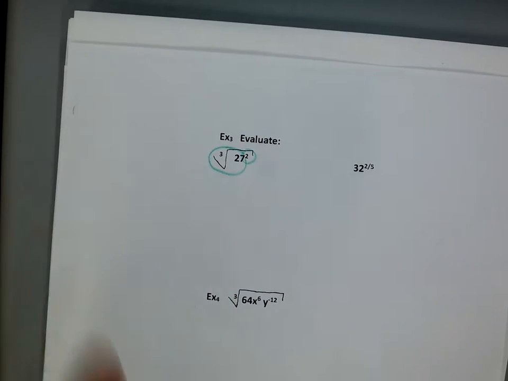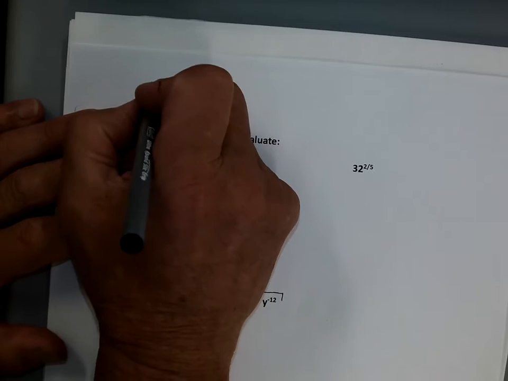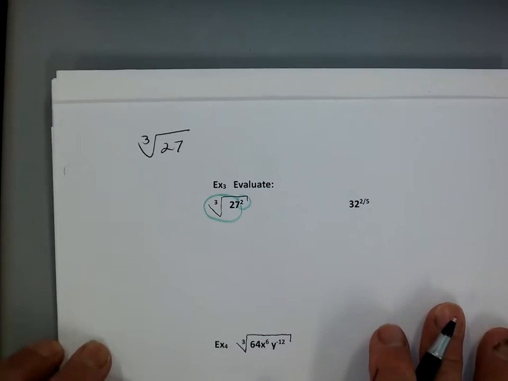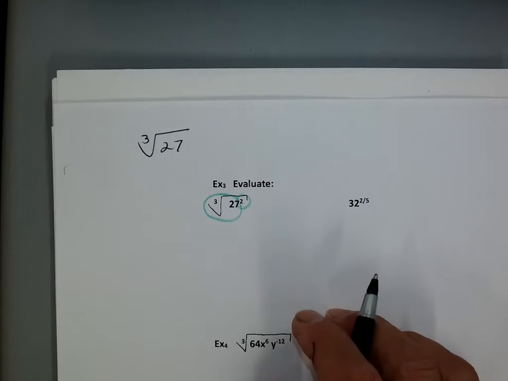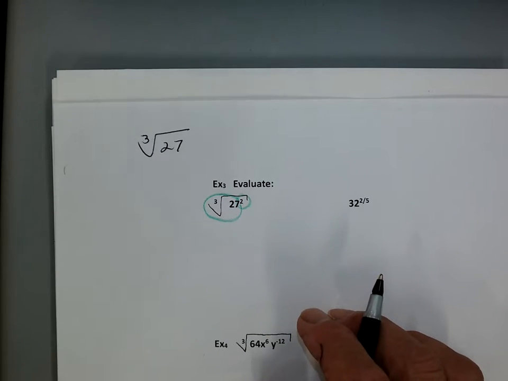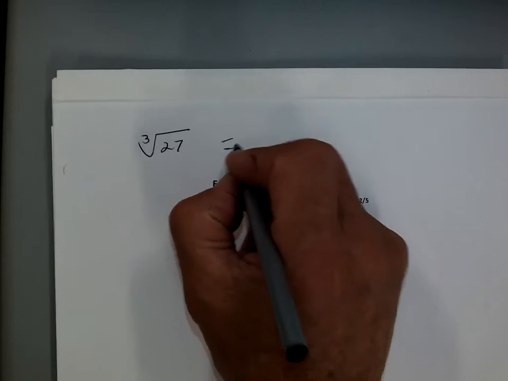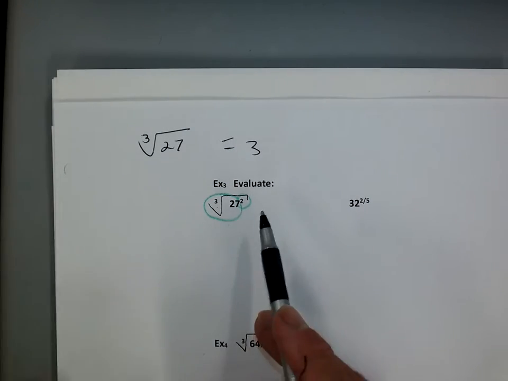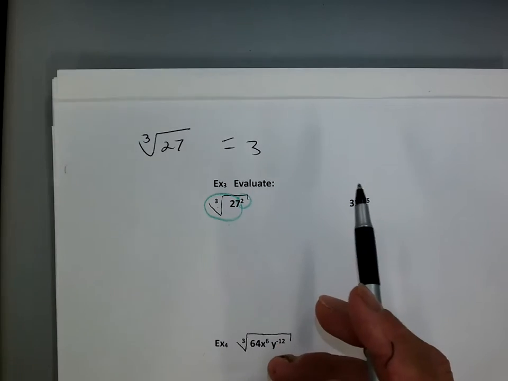What I'm going to do is first the cube root. Okay, what is the cube root of 27? Let's see. So what times what times what makes 27? I think it's 3. So the cube root of 27 is 3, because 3 times 3 times 3 is 27.